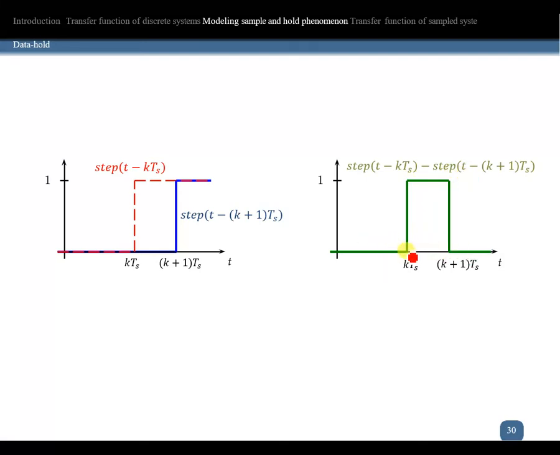A step holder is a combination of two signals. One signal is the red line, a step of t minus kT. Another one is the blue step, a step of t minus (k plus 1)T. If I take the red line minus the blue line, I find the green signal. This is the step holder. Okay.